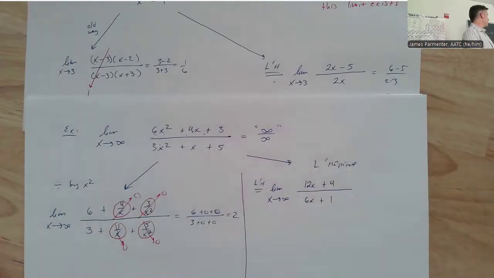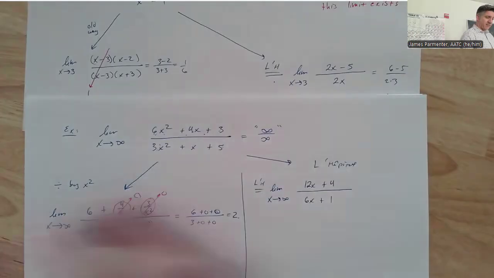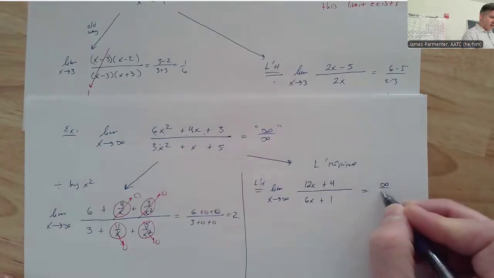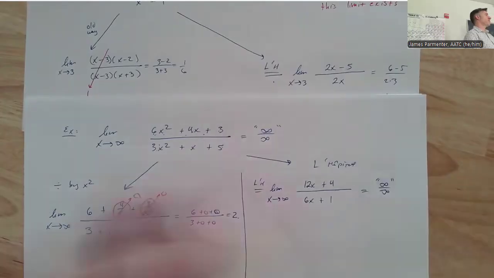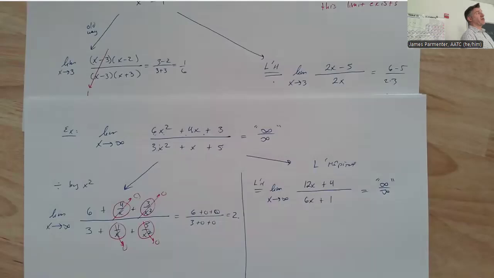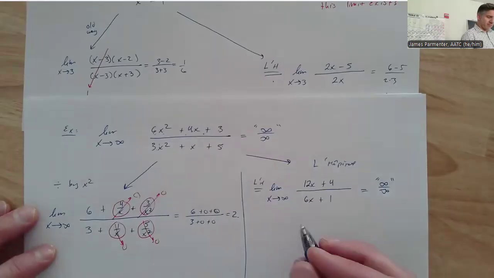And now at this point, I still have an indeterminate form. If I plug in infinity for x, I still get infinity over infinity. We know what that means. I use L'Hopital's rule again. Sometimes you use L'Hopital's rule like 3 or 4 times in a row because you keep getting a 0 over 0 or infinity over infinity type. Sometimes that's not good. Most of the time it's fine.